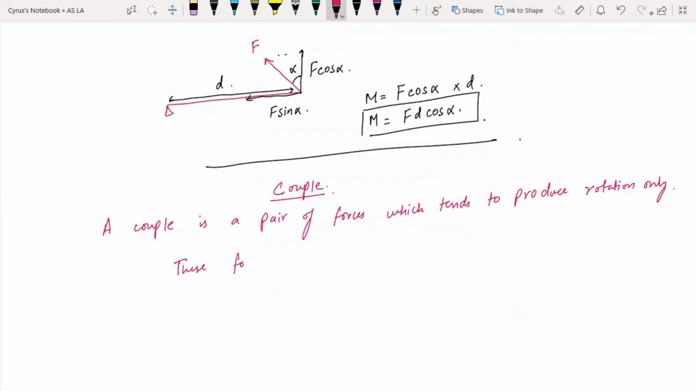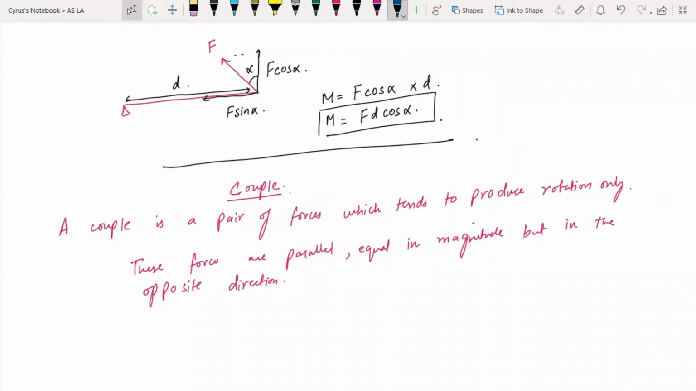These forces are parallel, but they are in the opposite direction. Equal in magnitude, but in the opposite direction.